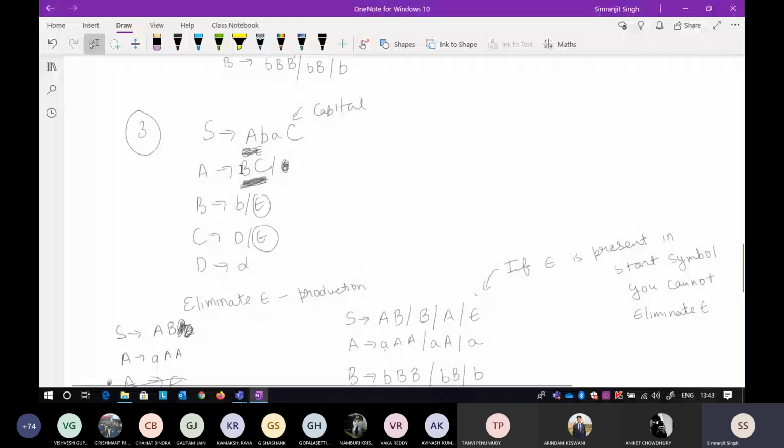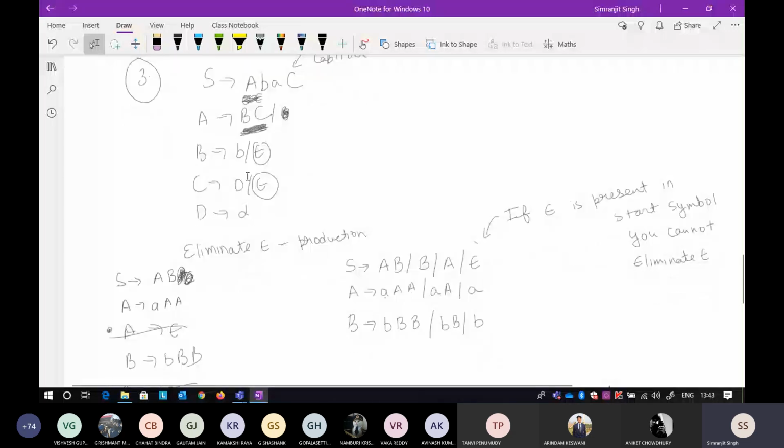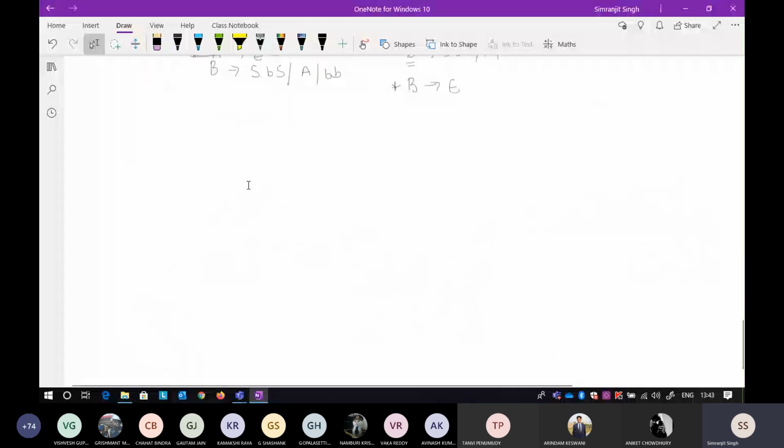Now see this question, I think now you can easily do this one. Okay, so I just write it again. Try to do this one, follow the same thing. S tends to ABAC. Now here will be A tends to BC, and B tends to B and then there is epsilon, and then C tends to D and then there is epsilon, and then D tends to D.